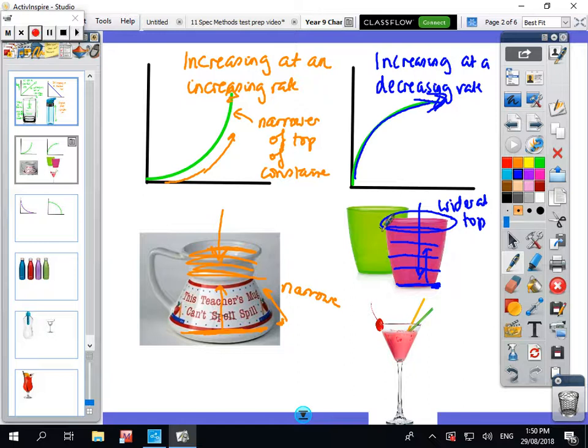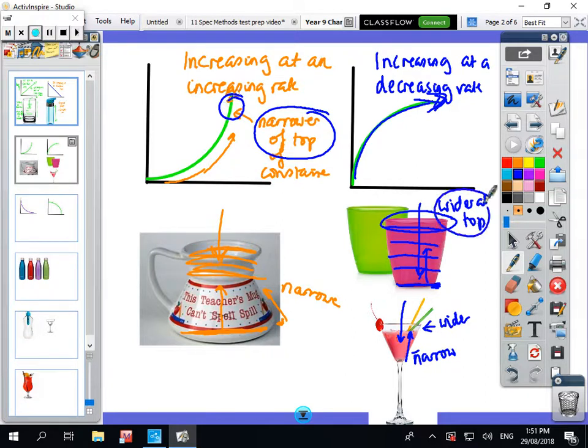So that glass, or this container, is narrow at the bottom and wider at the top. So as fluid's going in, the height is slowing down as it's increasing. If it's narrow at the top, then it's going to get faster, and if it's wider at the top, it's going to get slower. Okay, so make yourself a note or draw yourself a picture and come across when you're ready.